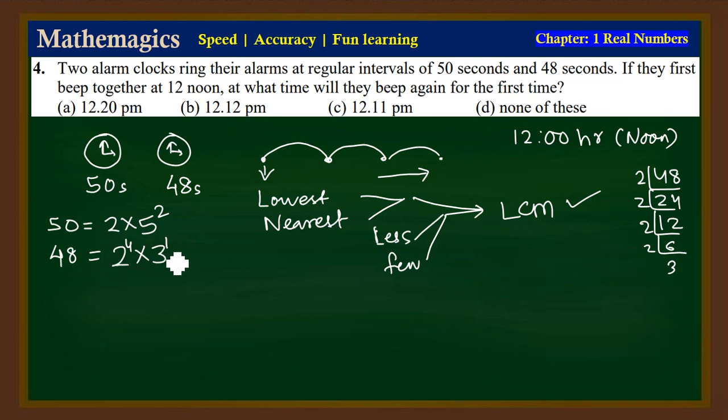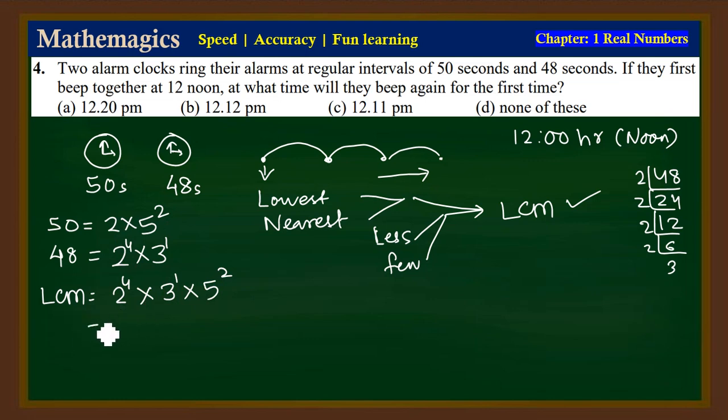There is no 5. Now, according to the question, we have to calculate the LCM, and LCM is all about the highest power of the numbers. The numbers are 2, 3 and 5. What is the highest power of 2? That is 4. What is the highest power of 3? That is 1. What is the highest power of 5? That is 2. So, dear friends, this is the LCM.